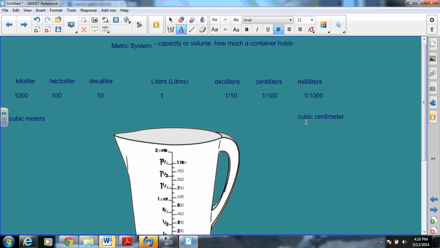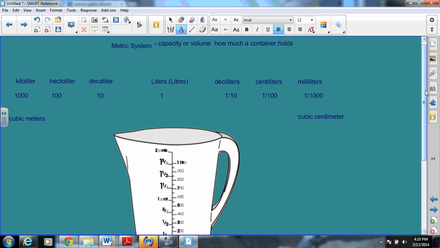And again, we said that a cubic centimeter is the same as a milliliter because it's how much water could fill a container that is a cubic centimeter. That's 1 centimeter long, 1 centimeter high, and 1 centimeter deep. And the same for cubic meters: 1 meter wide, 1 meter long, and 1 meter deep. So that's the depth from front to back, how far in it goes.